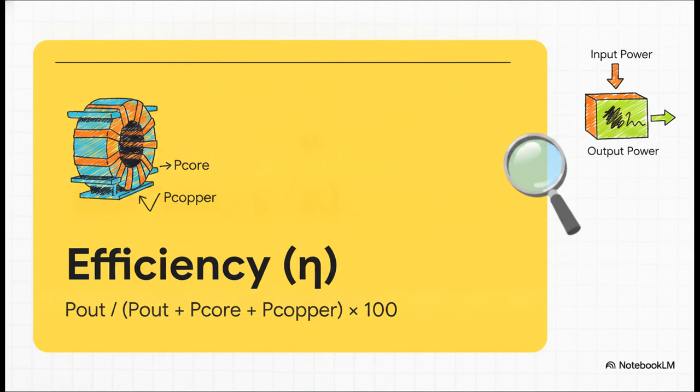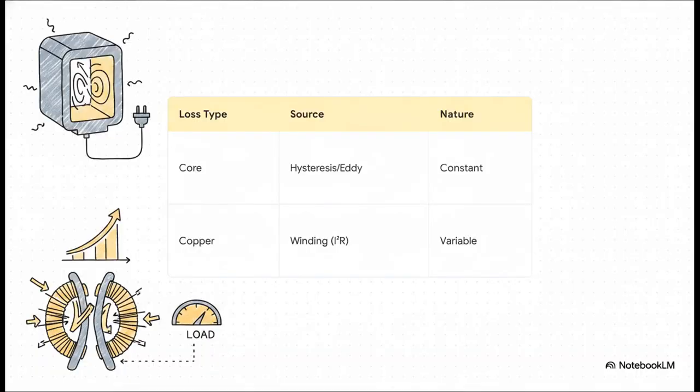And the transformer equivalent circuits we use make these calculations incredibly easy, because we've already accounted for exactly where these losses happen using our resistors. So, the crucial point here is understanding the stark difference between these two types of losses.